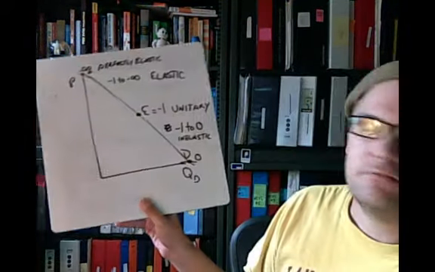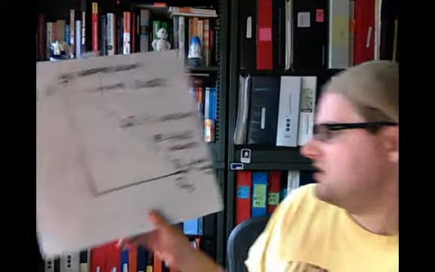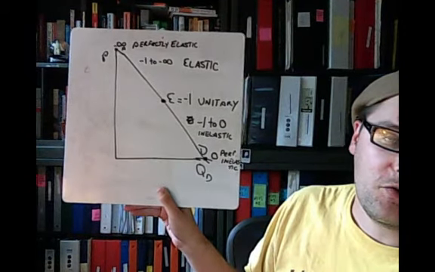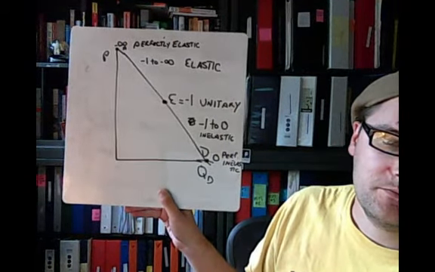And then finally, all the way at the x-intercept, it's equal to 0. And at that point, we would call it perfectly inelastic. That would mean that changing the price causes no change in the quantity demanded.